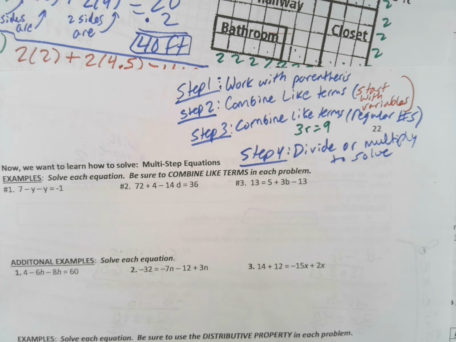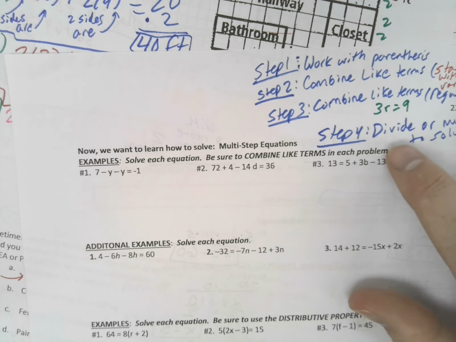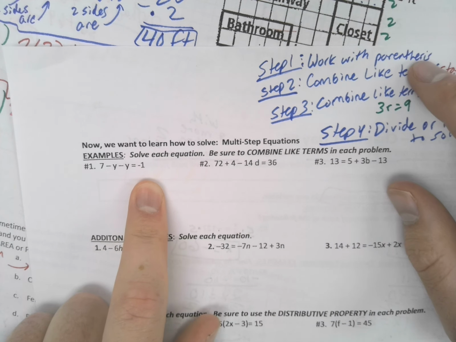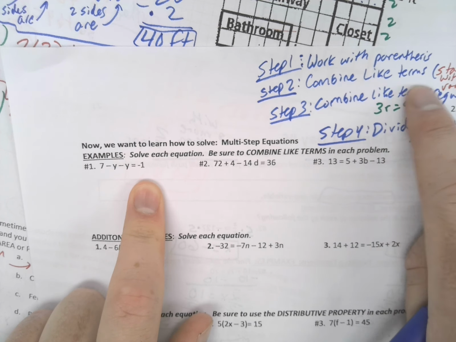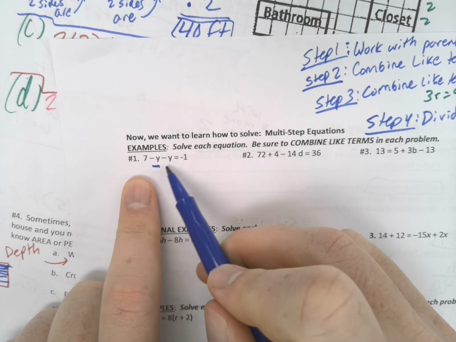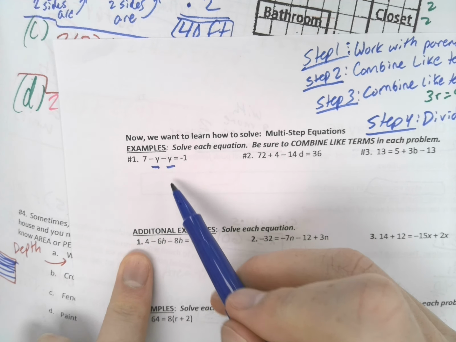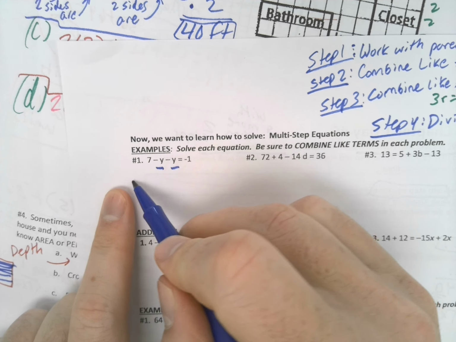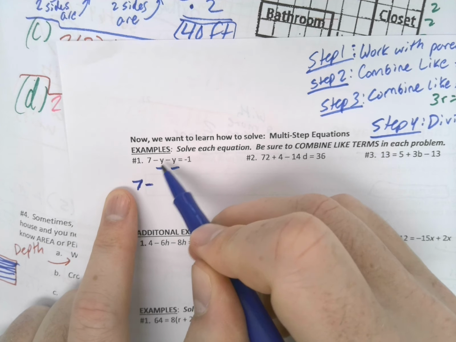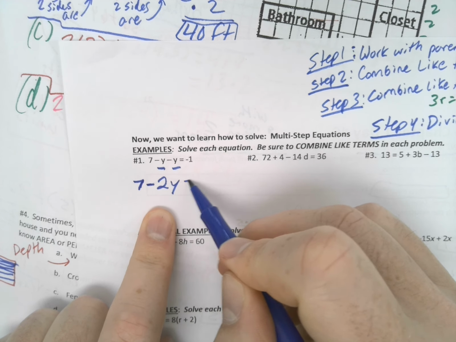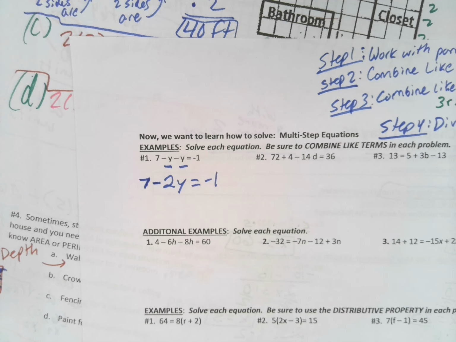So let's put these 4 steps into practice. Now, step 1 you won't always do. Working with parentheses. Well, look at number 1. We're going to be solving these. No parentheses. We don't even have to worry about step 1. Step 2, combine like terms, and we're going to start with the variables. Oh, now we're in luck here. We have 2 variables that are actually on the same side of the equation. So we can just smash those together. Both of these are on the left side of this equal sign. So we have 7 minus -1 and -1. That gives us -2y equals -1.